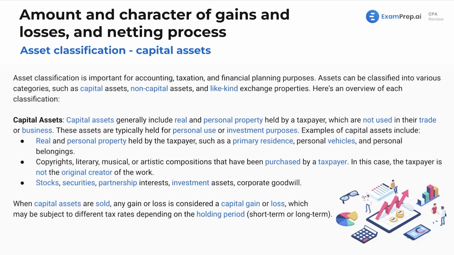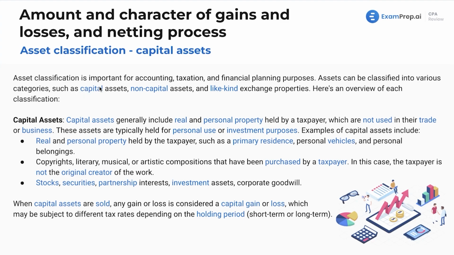Asset classification. In all the questions we've seen so far, it just tells you what the asset is classified as. But now we're really going to get into classifying those assets ourselves. That could obviously complicate a question if you not only have to deal with everything we've seen so far, but it doesn't just straight up tell you what type of asset it is. Is it a capital asset? Is it some other type? We'll see what this entails.